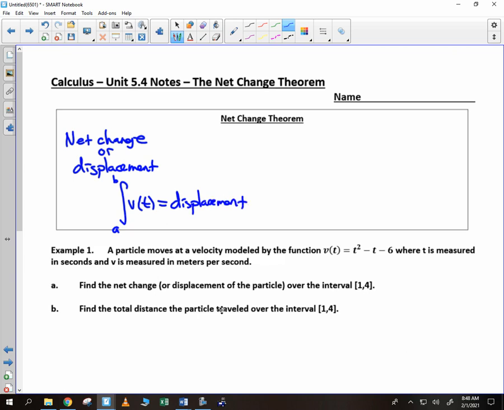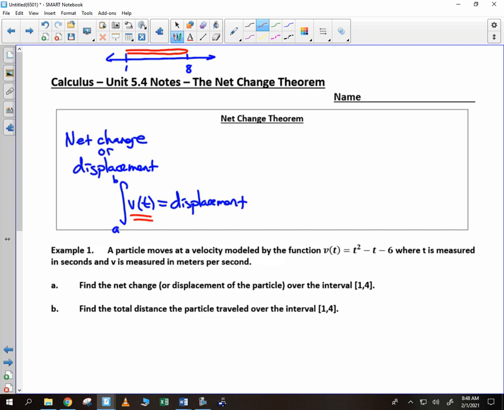So for example, if you have just a number line and we say that this position is 1 and this position is 8, if an object starts at 1 and it goes to 8 and it comes back around, we would say that that net change is 0. But we would say the total distance is 14. So the displacement or the net change in that situation is 0. And what we need to be given in that situation is the velocity function.